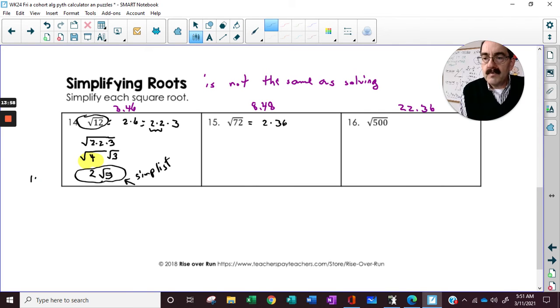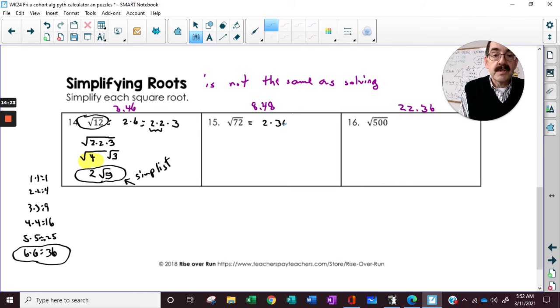1 times 1 is 1. 2 times 2 is 4. 3 times 3 is 9. 4 times 4 is 16. 5 times 5 is 25. 6 times 6 is 36.